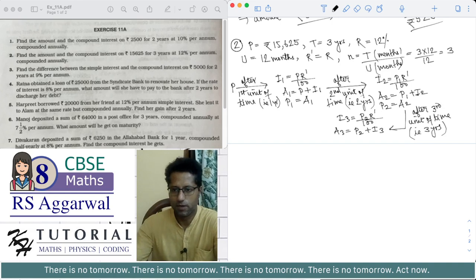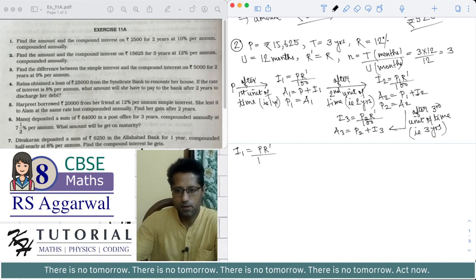So now we have to calculate A3 step by step. So I1 is equal to P R dash by 100, which is equal to 15625. R dash is equal to R. So this is 12 multiplied by 100.